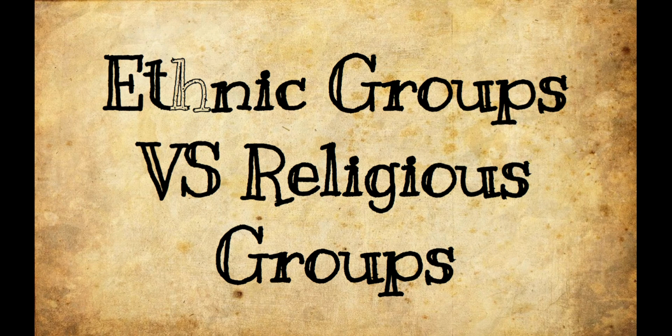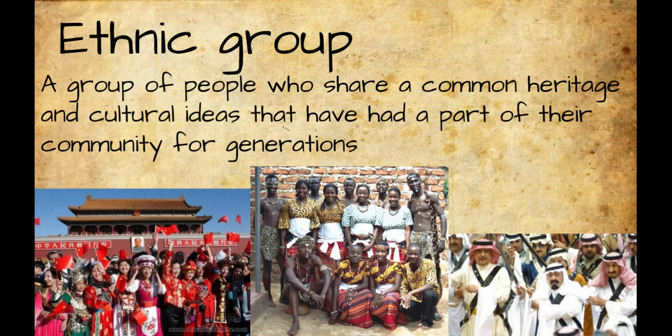So, two different groups that we're going to talk about within culture are ethnic groups and religious groups. An ethnic group is a group of people who share common heritage and cultural ideas that have been a part of their community for generations. So the key word here being generations, this goes back to your parents and grandparents and great great grandparents. So your ethnic group is the people who came before you. Whatever their ethnicity is, that is passed down to you, so you have the same ethnicity as your parents and grandparents.